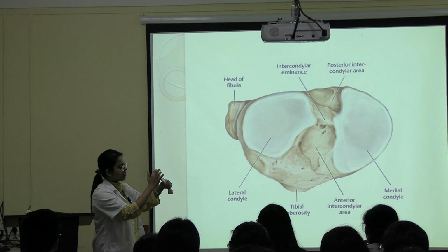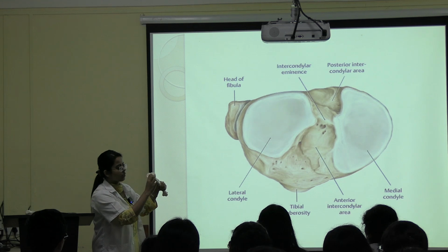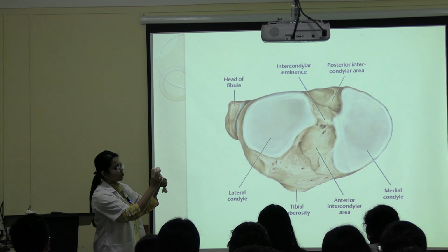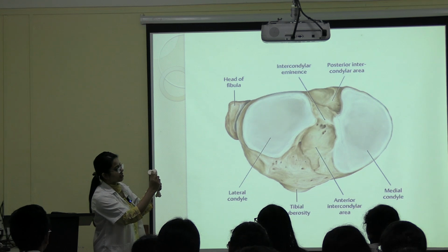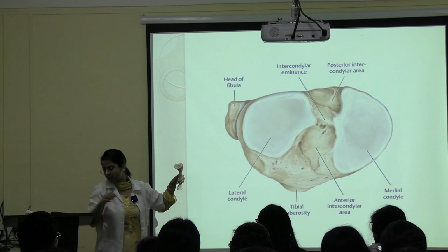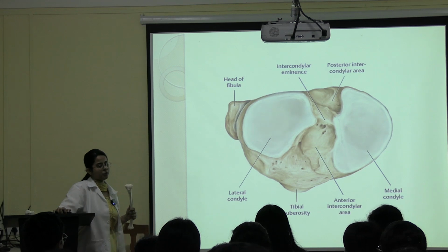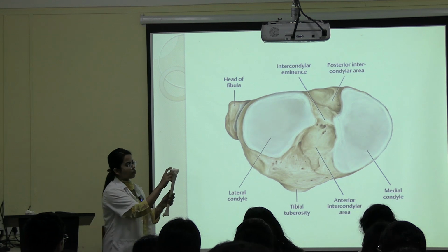Clear? In this intercondylar area, as you can see, this part is elevated. This is known as the intercondylar eminence. This is the entire intercondylar area, and this elevated part is the intercondylar eminence. You can see these two projections in this intercondylar eminence, medially and laterally. These are intercondylar tubercles.